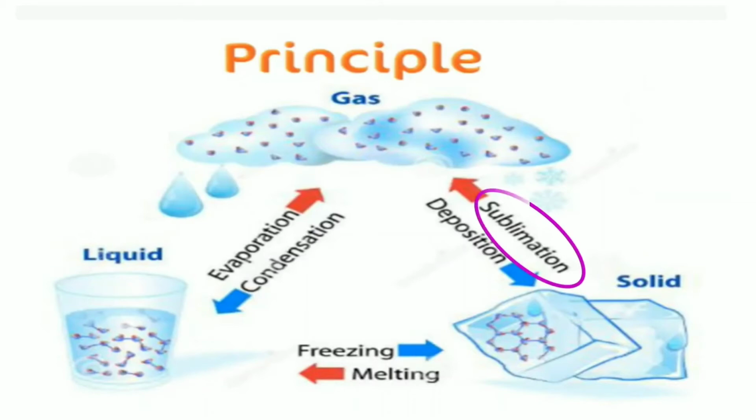So as we have discussed, at a particular temperature and pressure condition below the triple point, the solid will get converted into the gas without transferring into the liquid. So that is the principle of this freeze dryer.